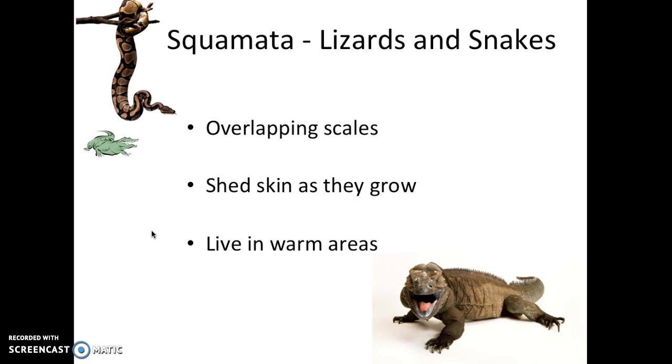Looking first at Squamata. This includes lizards and snakes. These animals have overlapping scales. They shed their skin as they grow, so maybe you've seen some snake skin or lizard skin hanging around. And they tend to live in warm areas.